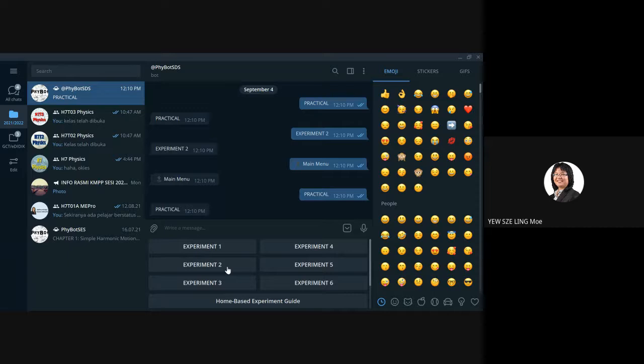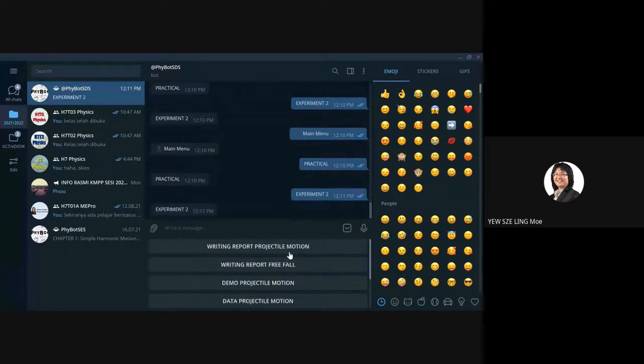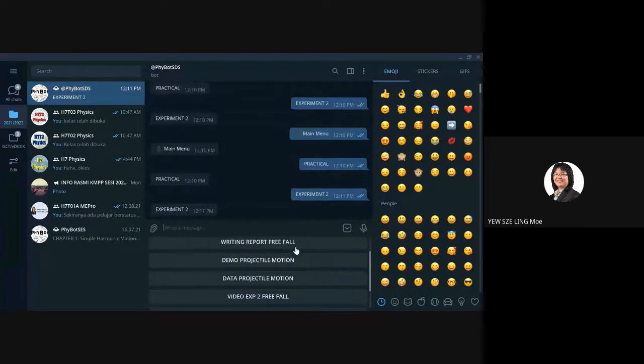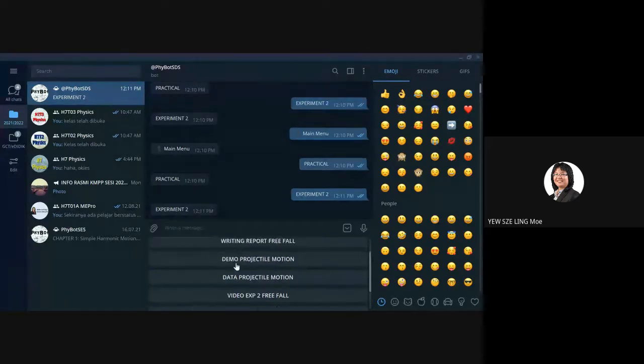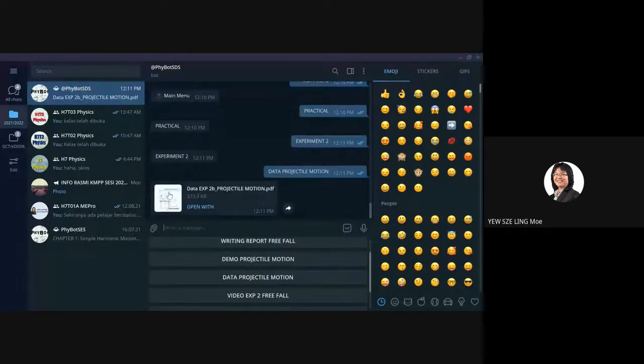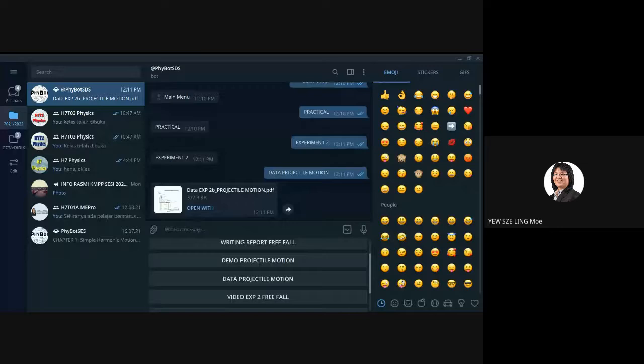So experiment 2, okay, you go to experiment 2. So writing report projectile motions, writing report for free fall, okay, tak payah tengok. So this is just video. So you go to demo projectile motion. It is video and the data projectile motion. Okay, so you have a demo and a data. Data, you use it for report writing. So you go to data, you open it. Okay. So you will get a complete value. Wait, let me show you.